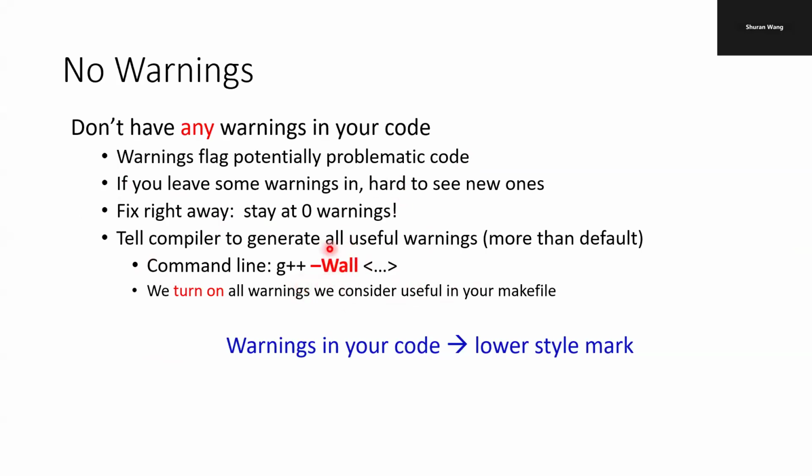-Wall is the compile flag that tells the compiler to generate all useful warnings. And this is turned on by default in your makefile. That's good for warnings.